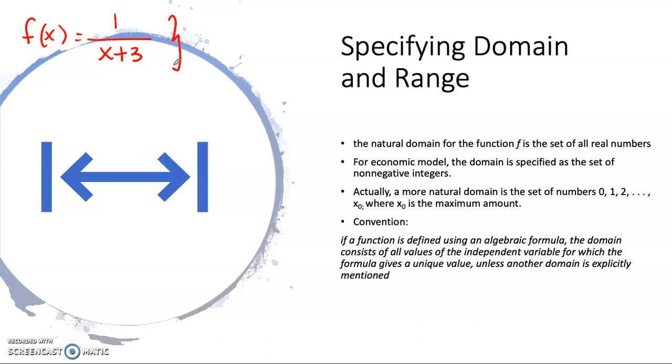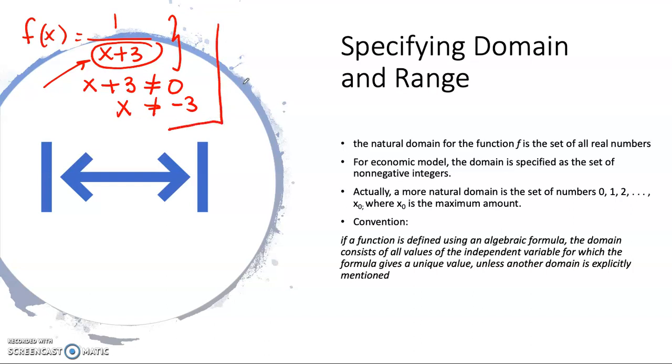For this function to have a result, we don't want the denominator to equal 0 because 1 over 0 is undefined. Thus, to avoid the denominator being equal to 0, we should solve the denominator. x plus 3 should not equal 0, then x would not equal minus 3. So the domain for this function would be all real numbers except x equals minus 3.